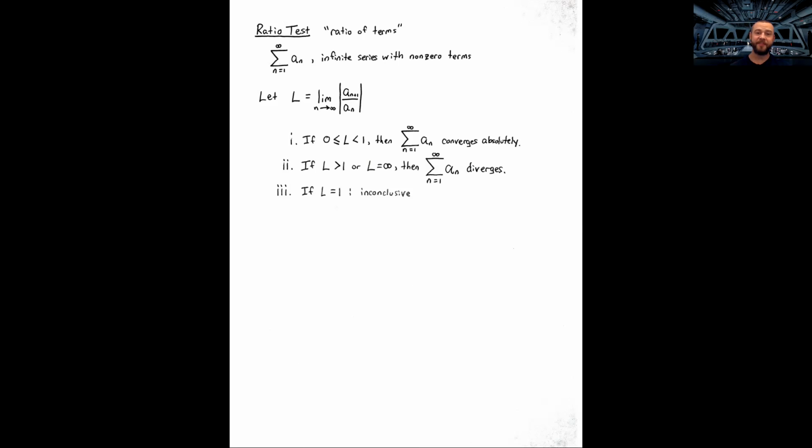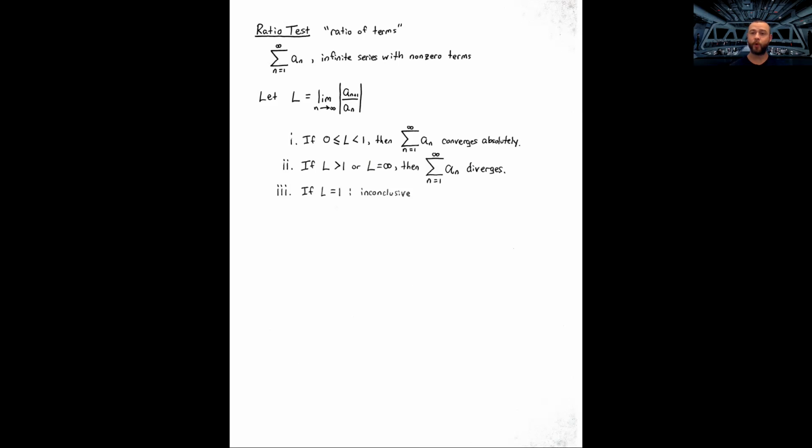The first is if the limit value that you get is greater than or equal to 0, but strictly less than 1, then our infinite series converges absolutely. All right, the second possibility is if you get a limit value for L that's either greater than 1 or infinity, then the infinite series diverges. There is the possibility that the limit comes out to equal 1. If that occurs, the ratio test is inconclusive, and we would just apply another test.